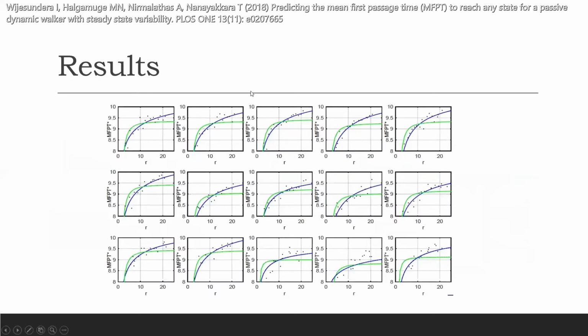This slide shows comparisons of mean first passage time predictions for several source, target, and network combinations. Here the x-axis is the distance between the source and the target, and the y-axis is mean first passage time. The black dots are the actual first passage times marked there. The blue lines are the predictions using the proposed methods, and the green lines are the predictions using the conventional walk dimensions. As you can see, for all these scenarios, the blue lines give a better prediction.